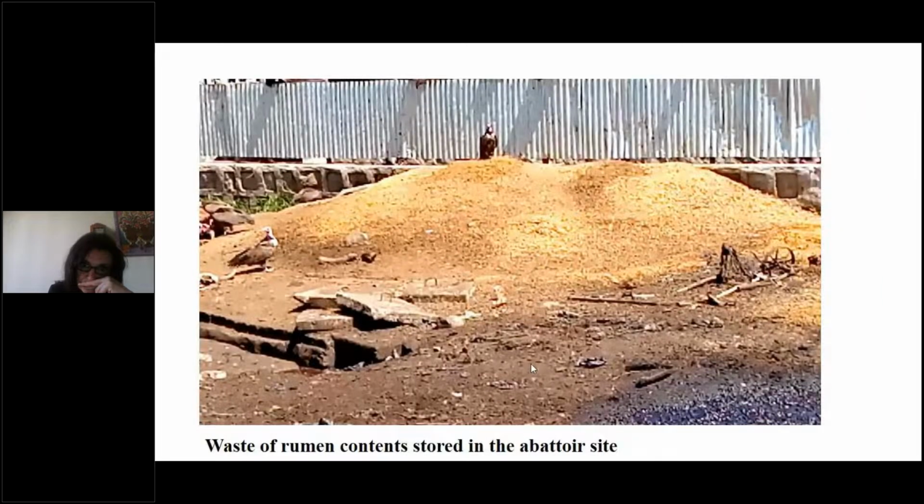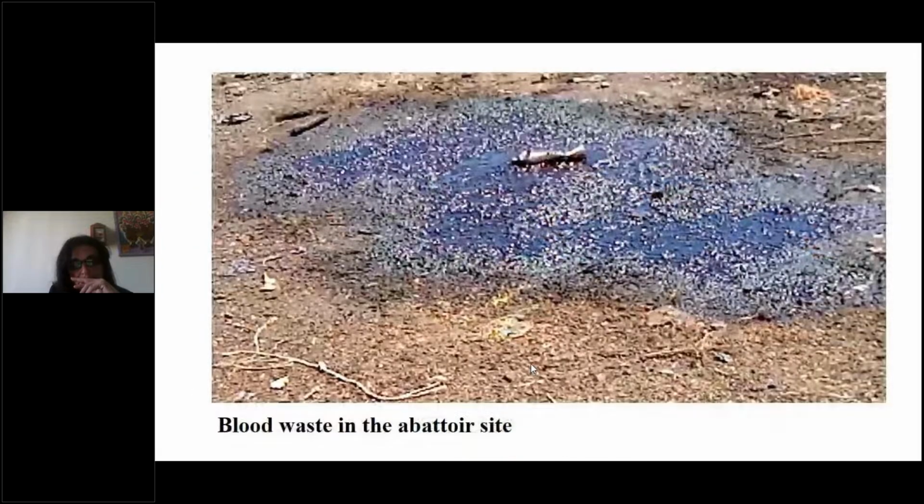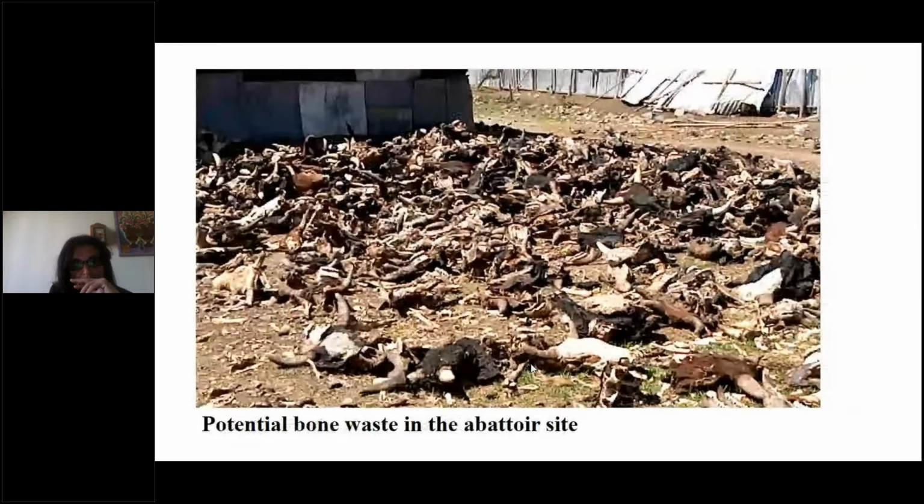Here are some examples of waste. The rumen content is stored in the abattoir waste. You can easily understand how the rumen contents are disposed. Again, you can see the blood waste in the abattoir waste. Again, you can see the bone waste in the abattoir waste. Really, they have severe impacts on the environment and human beings.